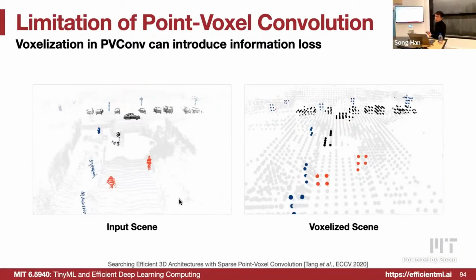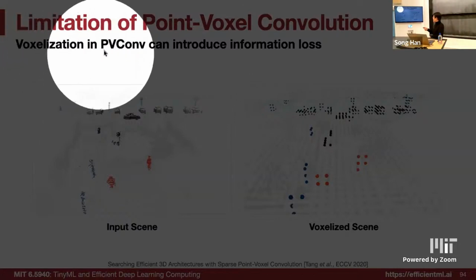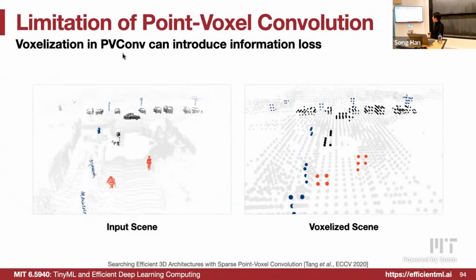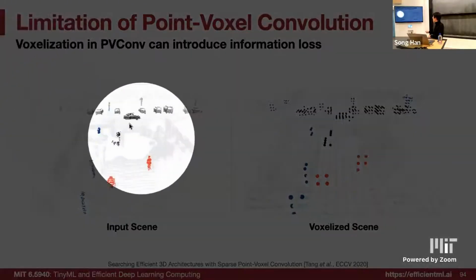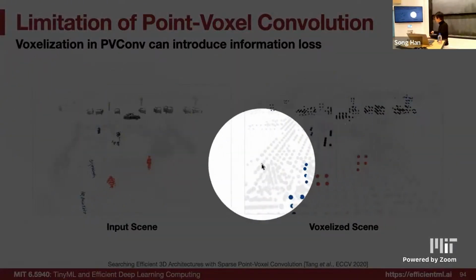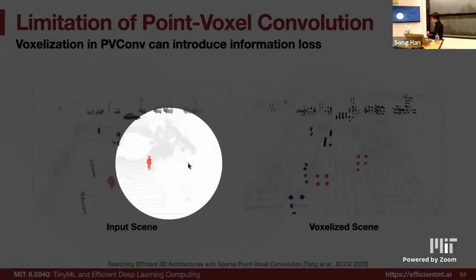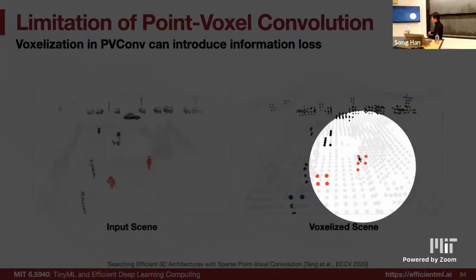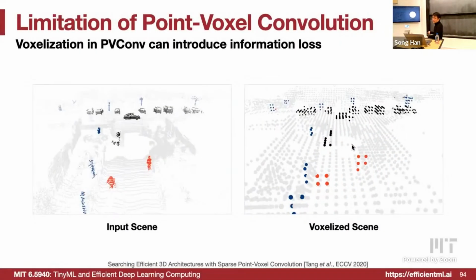So what is the limitation of point-voxel convolution? Actually, the voxelization phase in the PVConv can introduce this information loss. So this is the input scene, this is the voxelized scene. So the person here and the person here become 4 dots and only 5 dots, okay? Because the voxelization is too coarse-grained.